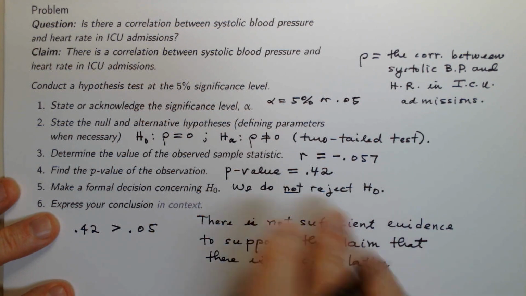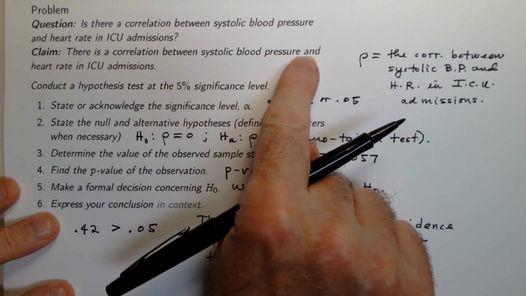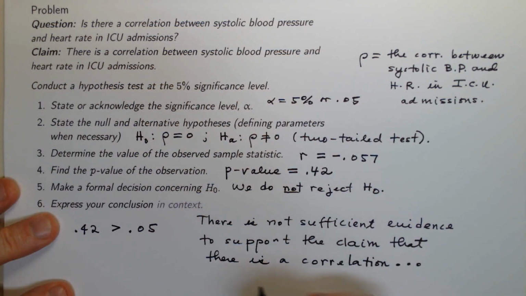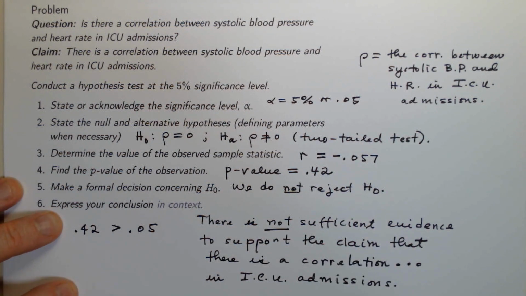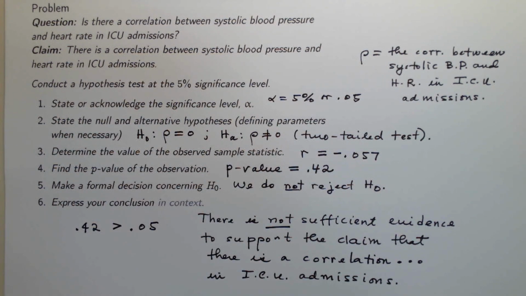And again, I won't write this whole thing out. You're just going to rewrite this text and put it in here. It says that there is a correlation between systolic blood pressure and heart rate in ICU admissions. Right. So the main thing here is that there is not sufficient evidence in our sample data to support that claim. Okay, so that ends our formal hypothesis test.